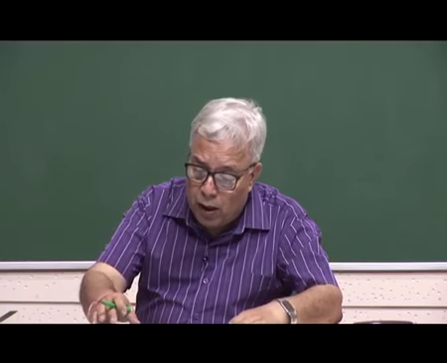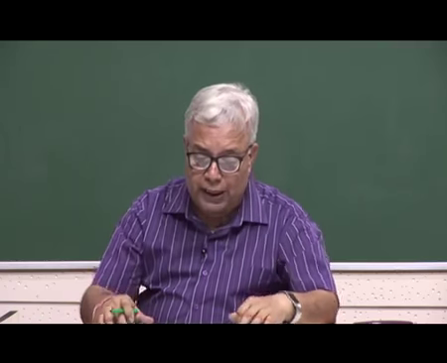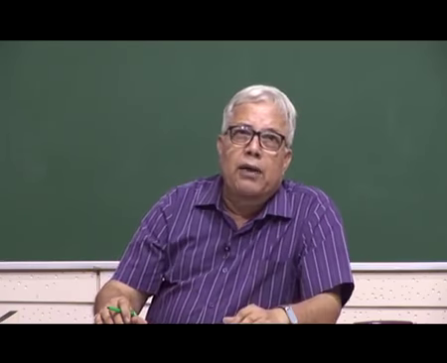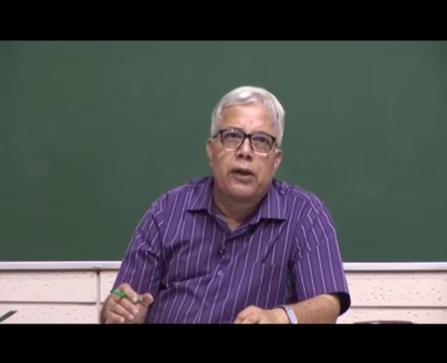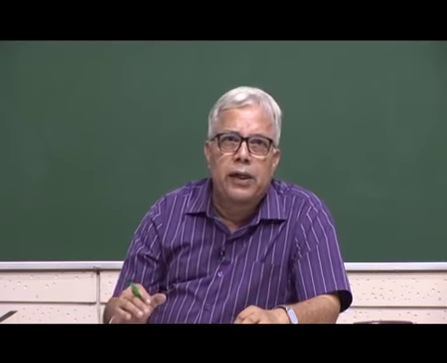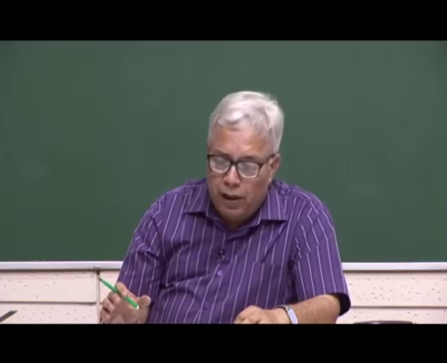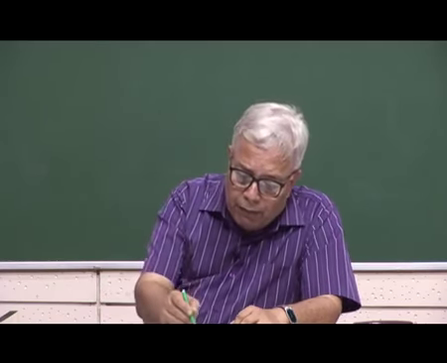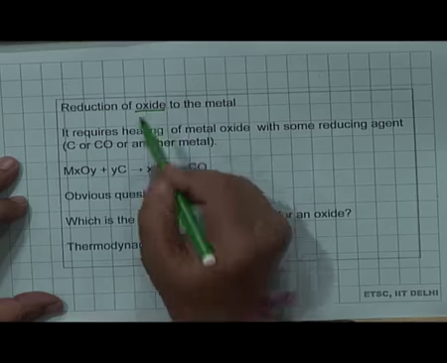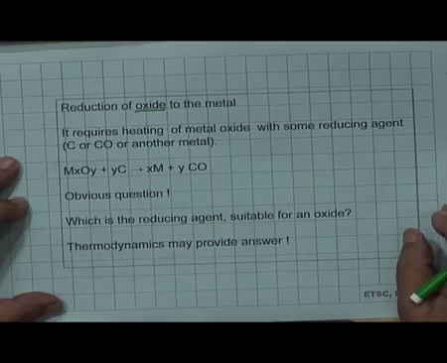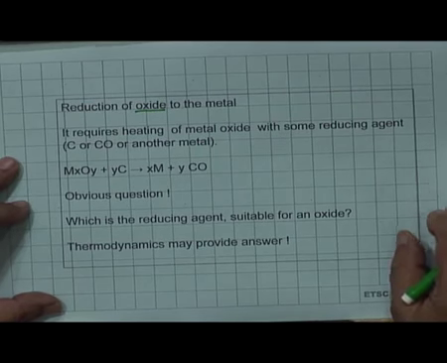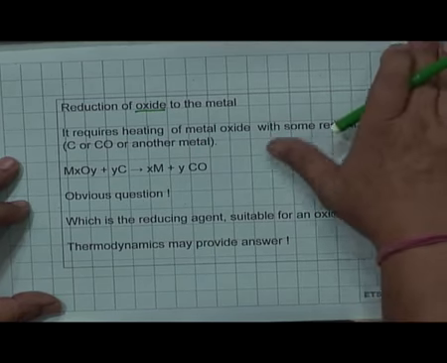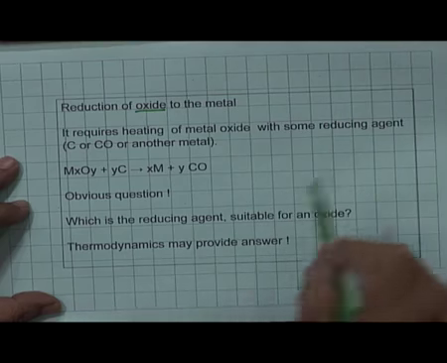So, now you have formed oxide: oxide from the sulphide, oxide from the carbonate, oxide from the nitrate, oxide from the sulphate. From everything you have got oxide. So, the next problem is how to convert this oxide into metal. It requires heating of this oxide with some reducing agent.